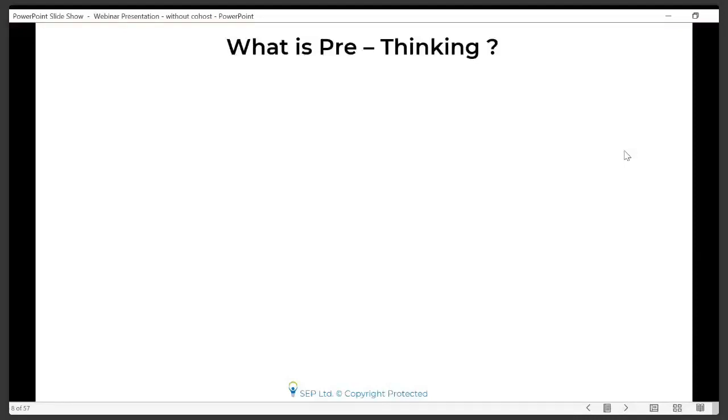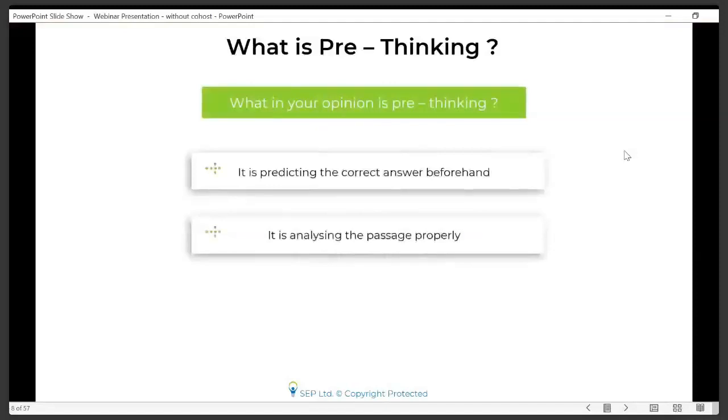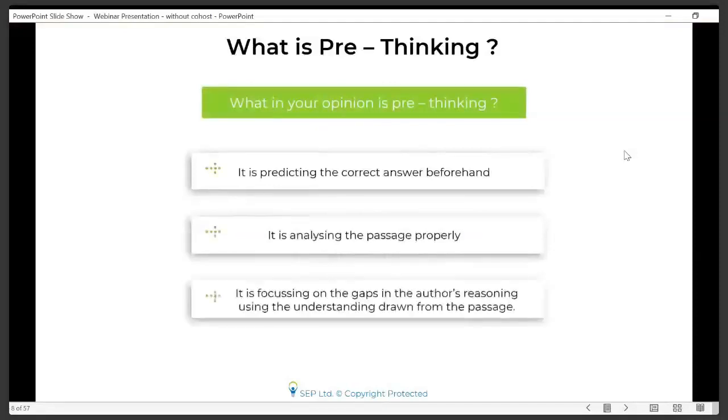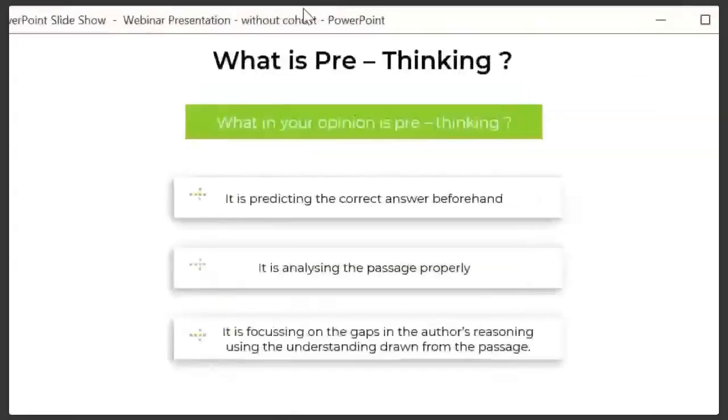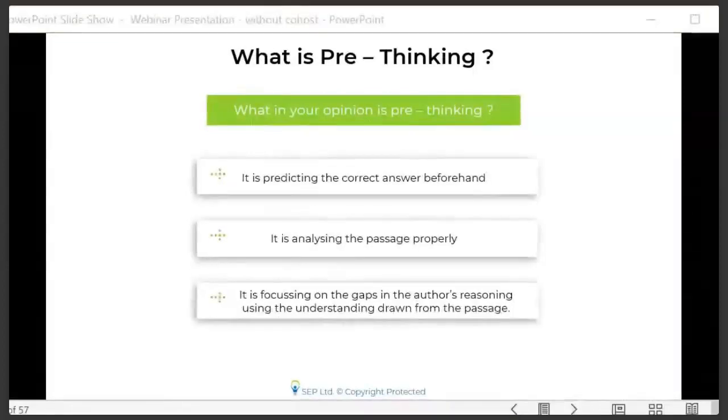I have heard various definitions of pre-thinking. People define pre-thinking as predicting the correct answer beforehand, or analyzing the passage properly. And then there is a school of thought which says it means focusing on the gaps in the author's reasoning, using the understanding drawn from the passage. So let me ask you, and you can put your answers in the poll or in the chat box: what according to you of these three is pre-thinking?